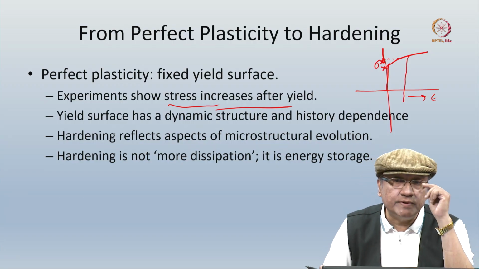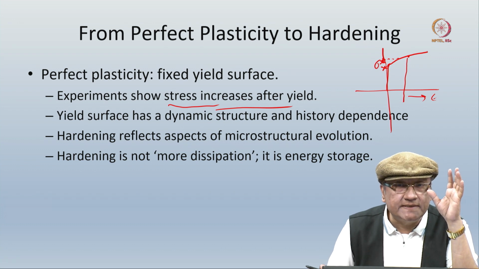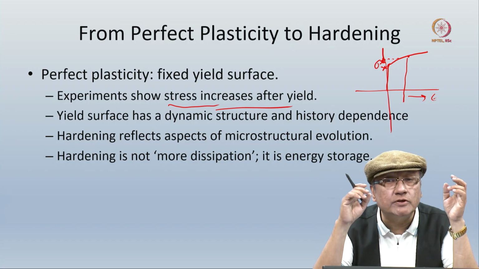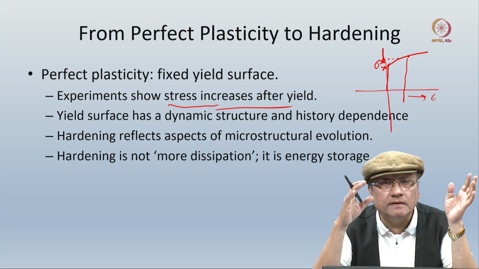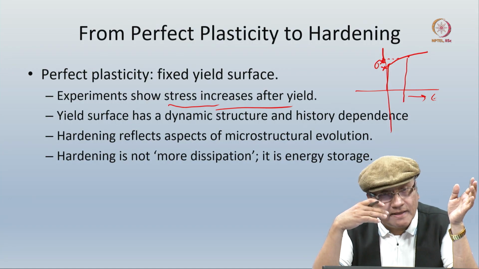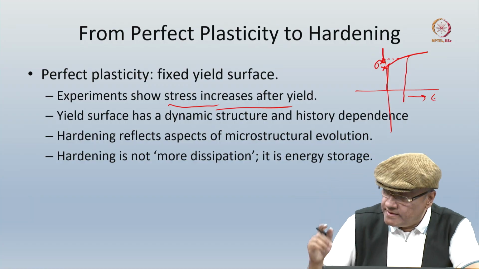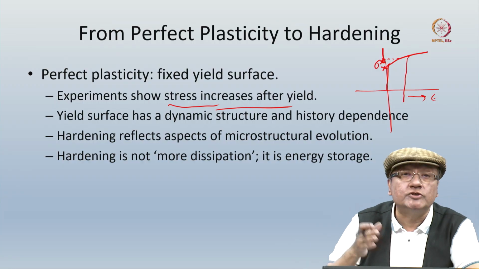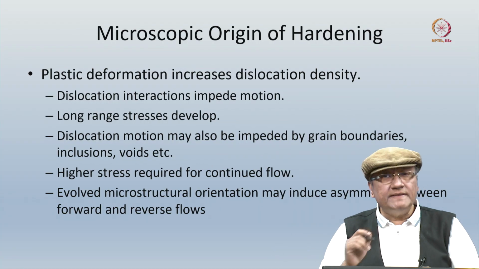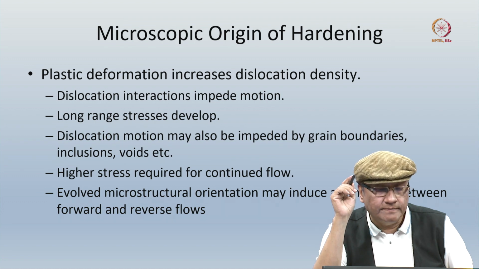The difference between energy storage and dissipation is that the energy storage is not seen, even if you wait for a very long time, as heating of the body. Dissipation ultimately results in plastic heating. That is a major difference that you can cross check through an experiment. Let us take a quick look at the microstructural origin of hardening.